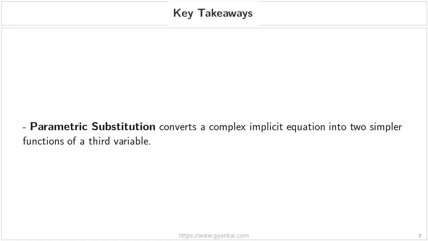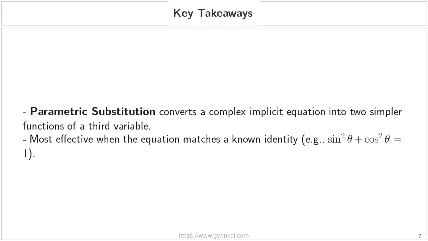Key takeaways. To wrap up our lesson, let's review the key takeaways to ensure you have a solid grasp of this method. First, remember that parametric substitution is a powerful tool that allows us to take a complex implicit equation, where x and y are tangled together, and convert it into two simpler, separate functions of a third variable, which we call the parameter.